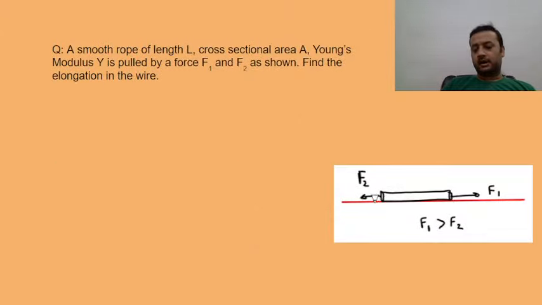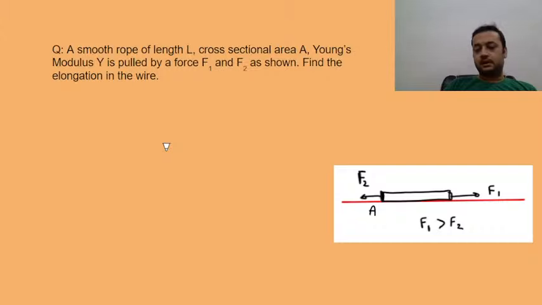I'm sure that you would have done this question if you have prepared for JEE Mains or Advanced. The question says that this is a smooth rope of length L and the cross section area is A. By cross section they mean this area, which is A. Young's modulus of the rope is Y and it is pulled by forces F1 and F2. There's a force F1 acting towards the right and a force F2 acting towards the left, and F1 is greater than F2. You have to find the elongation in the wire.